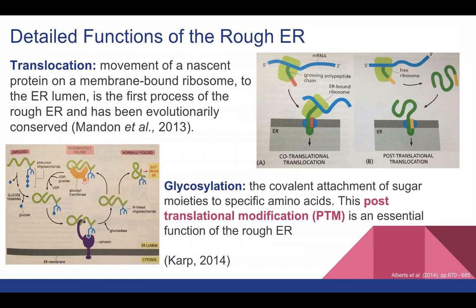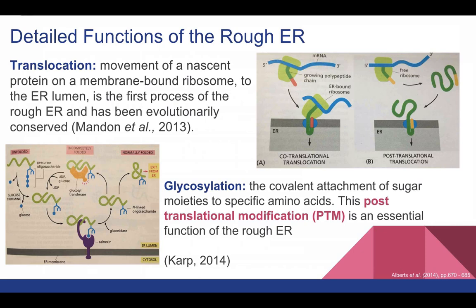The first process of the rough ER is translocation. This is the movement of a nascent protein on a membrane-bound ribosome into the ER lumen. It is also a highly conserved mechanism. A polypeptide that is being translated on a ribosome contains a hydrophobic signal sequence at its N-terminal.